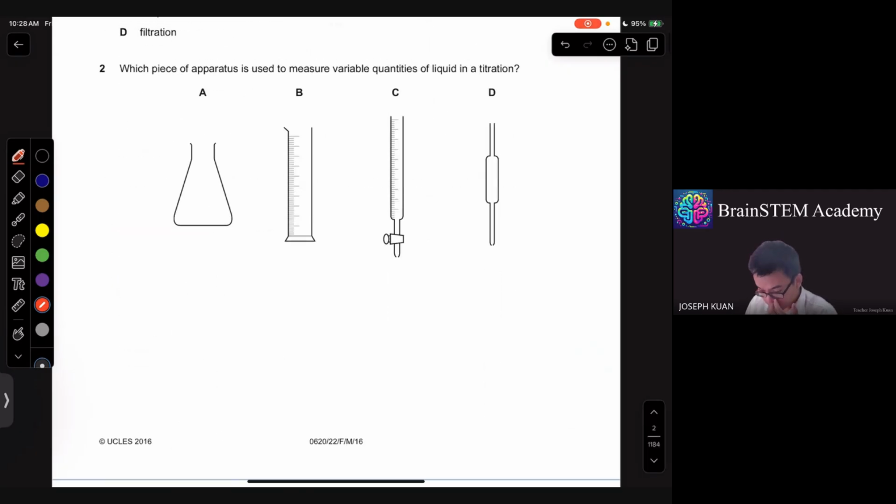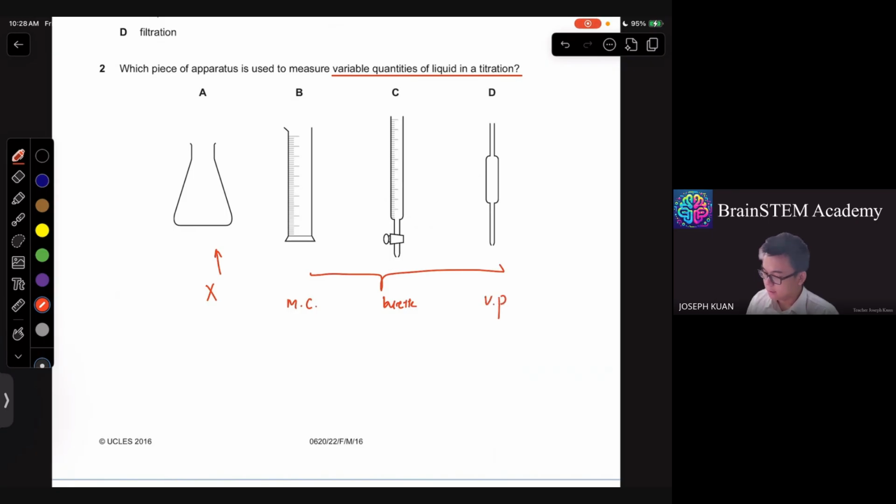Question 2. Which piece of apparatus is used to measure variable quantities of a liquid in a titration? A is a conical flask, which is not suitable to measure volume of liquids. B, C, and D are respectively a measuring cylinder, a burette, and a volumetric pipette. Now, in order for us to measure a variable amount of liquid, a pipette will not be suitable as it is only able to measure fixed volumes of liquid. So it's either B or C, and since we're doing a titration process, a burette will be more suitable.